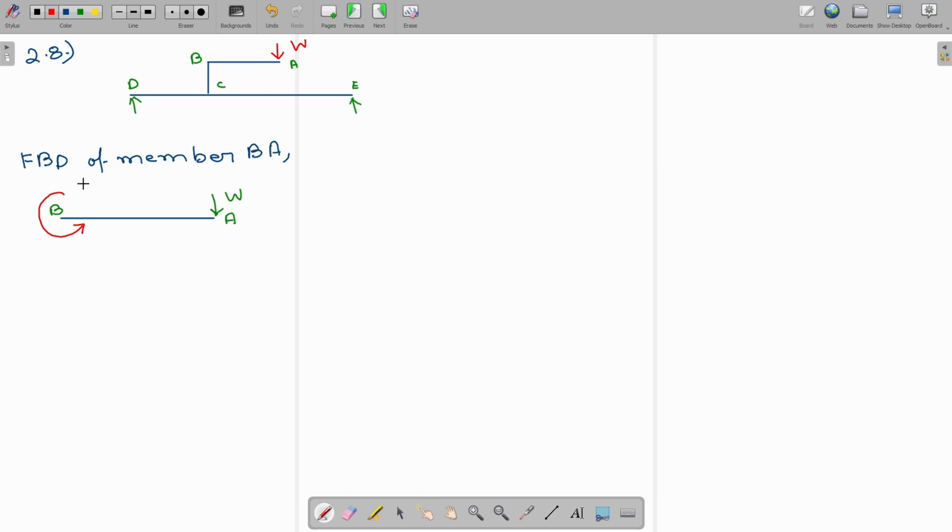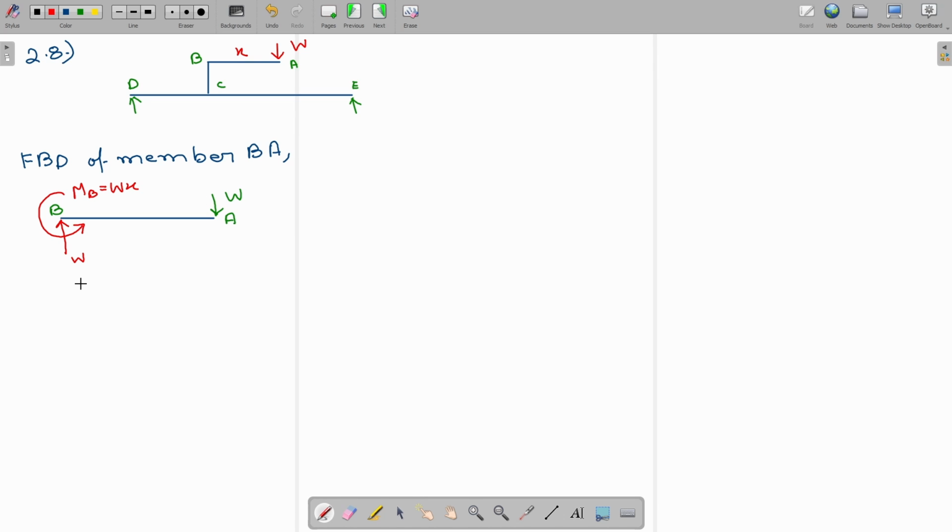This is given as MB, which is equal to W. Say, let this distance be X. Therefore, it will be W into X. Similarly, at the end B, a load will be acting in the opposite direction of the applied load W.